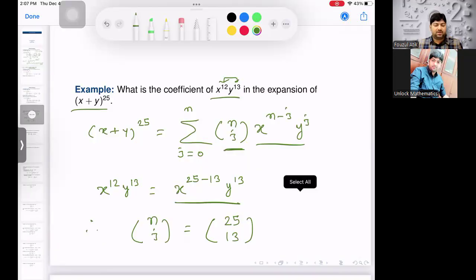Clear? Okay. So this is how, now if I ask you what is the coefficient of maybe x to the power 6 into y to the power 19, can't you do it? Do it in the same way. x to the power 6 into y to the power 19. How to do it? So here j is 19, n is 25. So the coefficient of that is 25C19. This will be the answer.